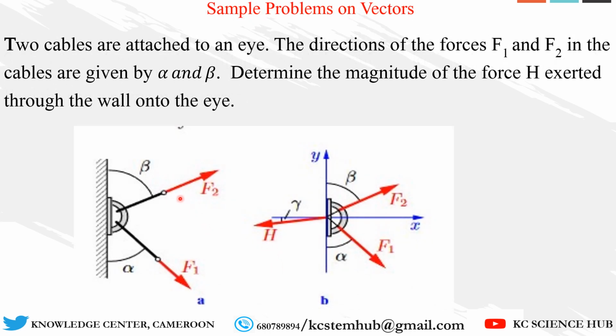Another interesting problem would be such problems, even though this diagram was not in the concours problem. I'm the one who did this on Word, then I just snapped it and pasted it here so that it's easier for the students. So two cables are attached to an eye. The directions of the forces F1 and F2 in the cables are given by alpha and beta. Determine the magnitude of the force H exerted through the wall onto the eye. Okay, so this will have indicated that H will be acting.